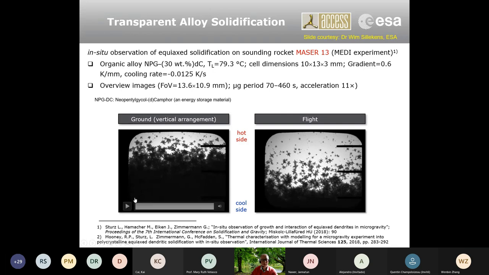But of course, you do get more solidification on the cool side. So I'll just show those again.